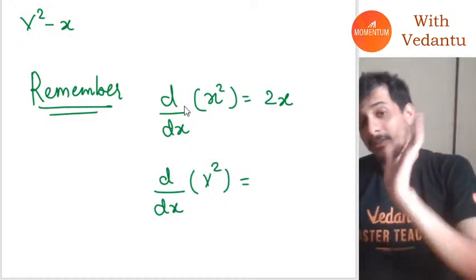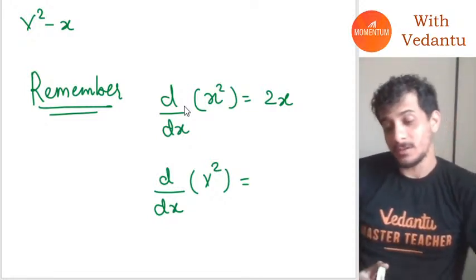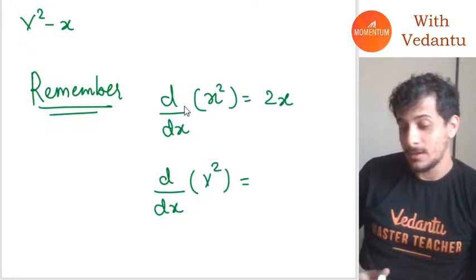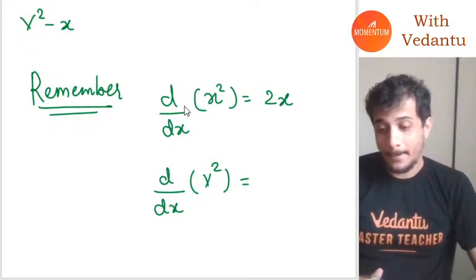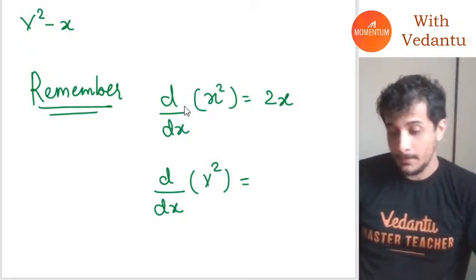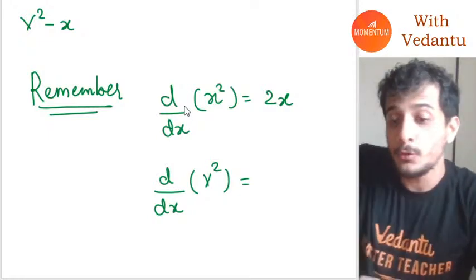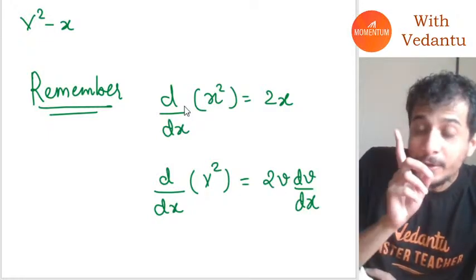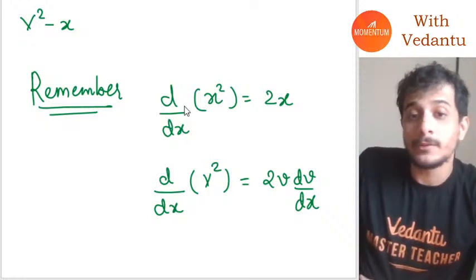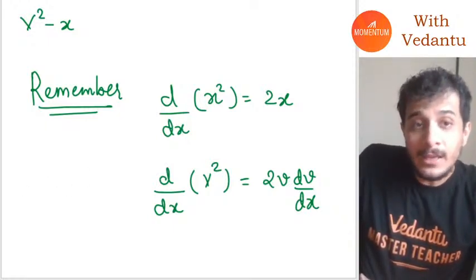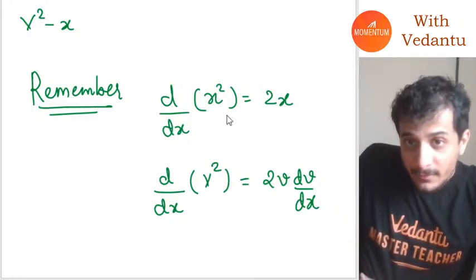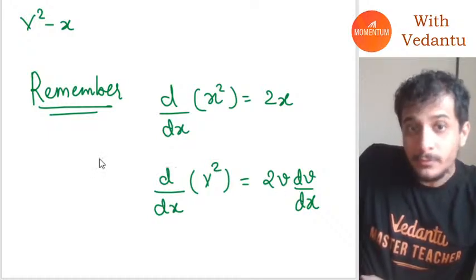Can you tell me? Correct. If you calculate this, it will be 2v into dv by dx. d by dx of x square is 2x, d by dx of v square is 2v dv by dx.